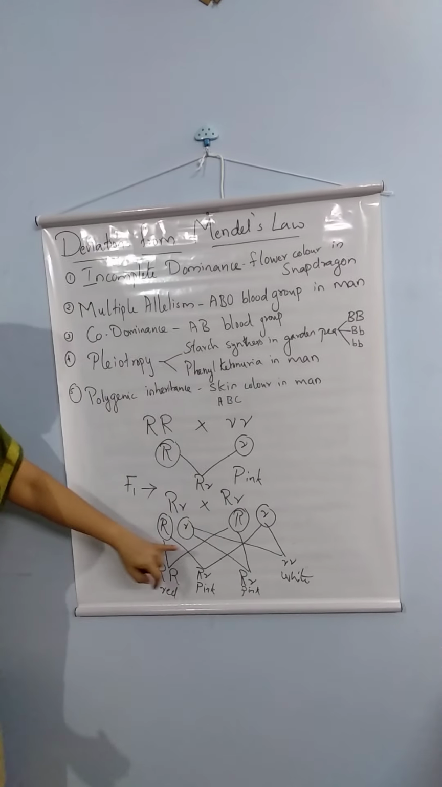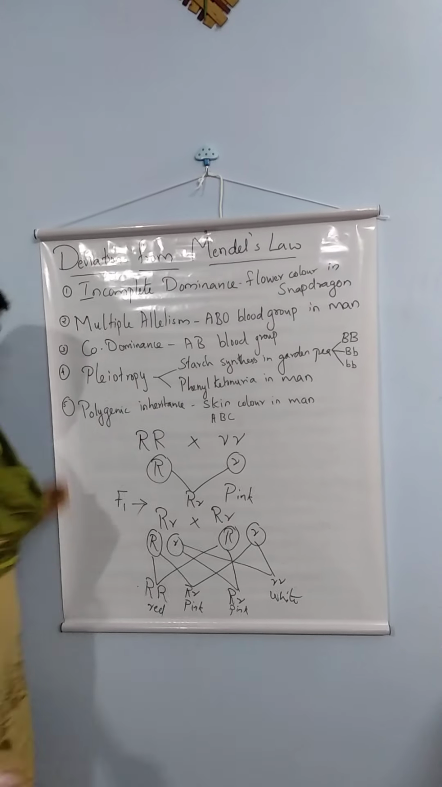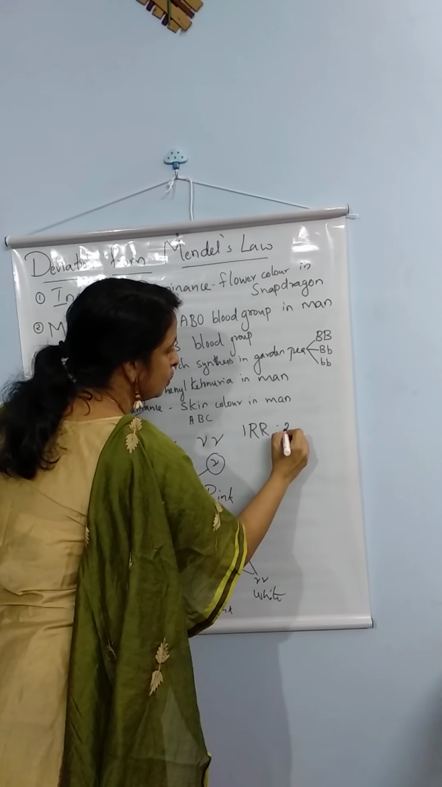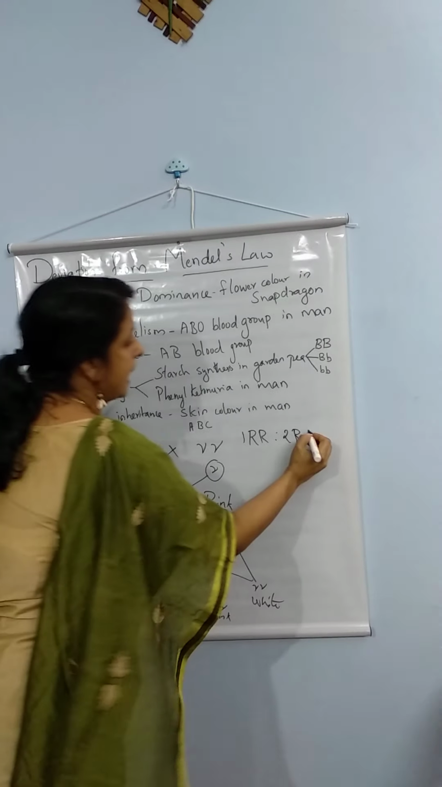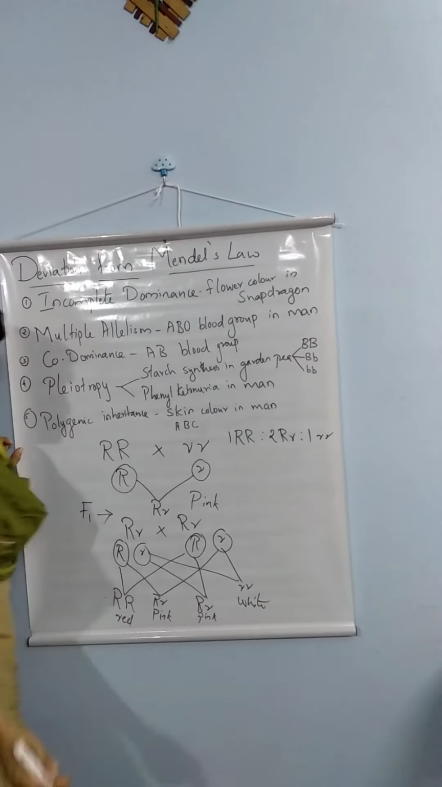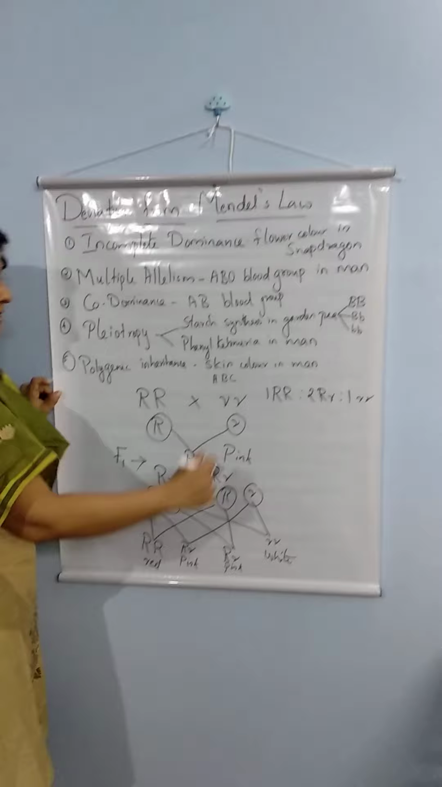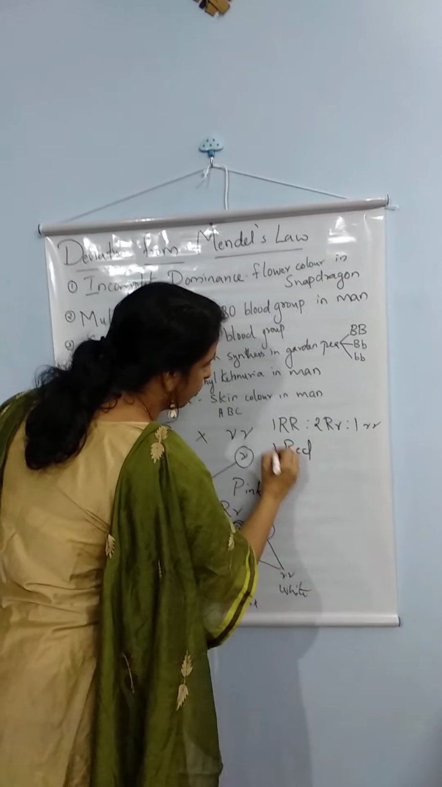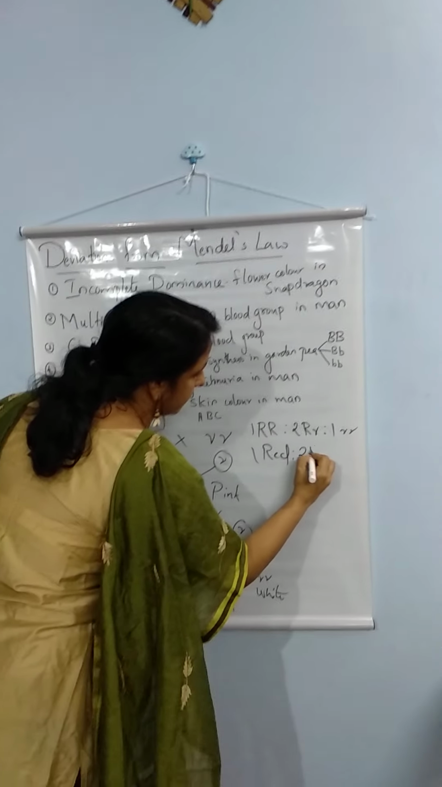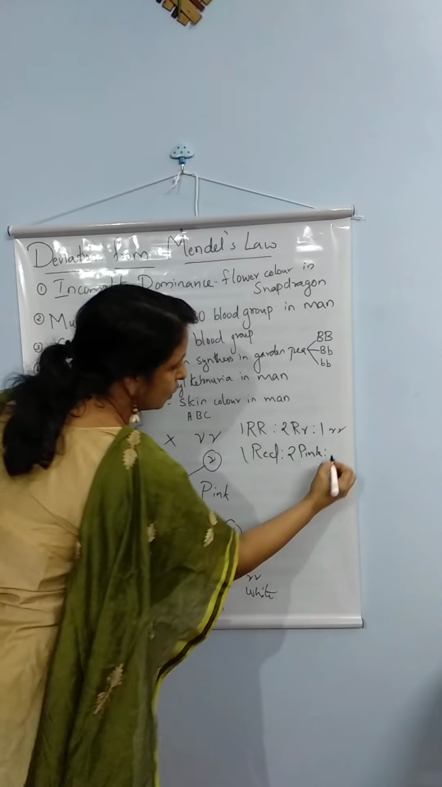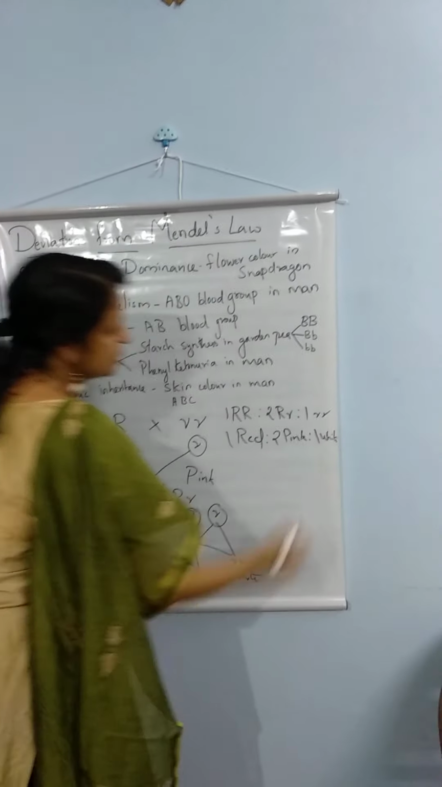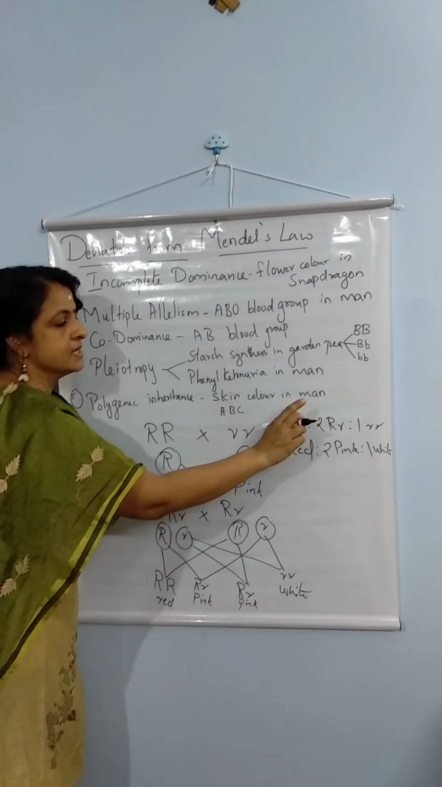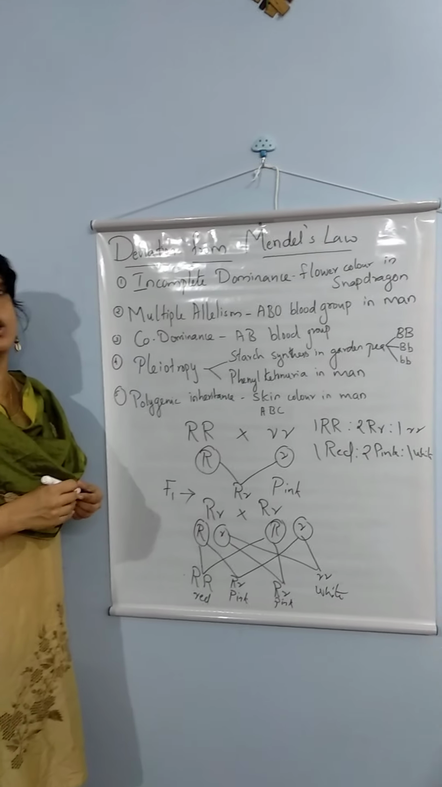So here, the genotypic ratio. What are the possible genotypes? Capital R capital R is 1, then 2 capital R small r, and 1 small r small r. So this is the genotypic ratio of incomplete dominance. Now if we take the phenotype, how many red? Only 1. How many pink? 2 pink. And how many white? Only 1 white. So the deviation is here: both the genotypic and phenotypic ratio is 1:2:1. So this shows deviation from what Mendel told.